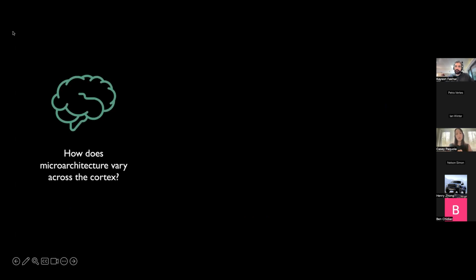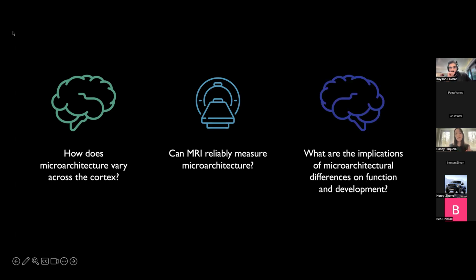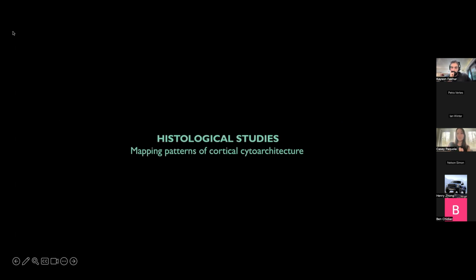So with that in mind, today I'm basically going to highlight a few studies we've undertaken to do so. To start with, I'll talk about how we've been mapping how cytoarchitecture varies across the cortex using histology. And then I'll move on to our tests of whether we can reliably measure microarchitecture with MRI. And finally, how we can use this to examine the implications of microarchitectural differences on function and development. Okay, so starting off with histology.